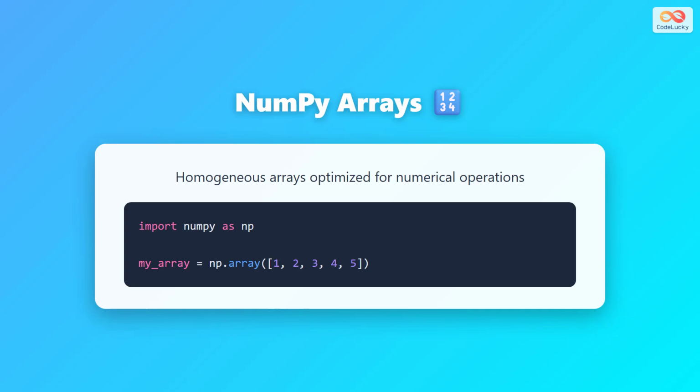Now let's look at NumPy arrays. NumPy arrays are homogeneous arrays, meaning they store only one data type. They're specifically optimized for numerical operations. To create a NumPy array, you first import the NumPy library, typically using the alias np. Then you can use the array function to create an array from a list. While this might seem limiting compared to Python lists, this constraint is actually what enables NumPy's incredible performance.